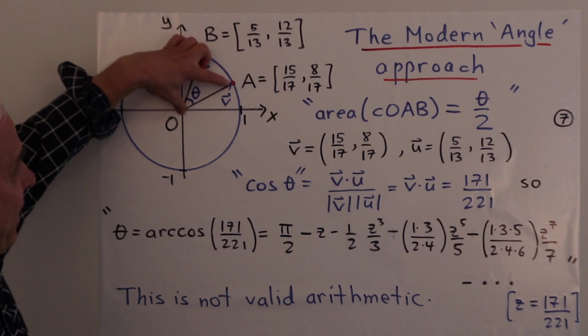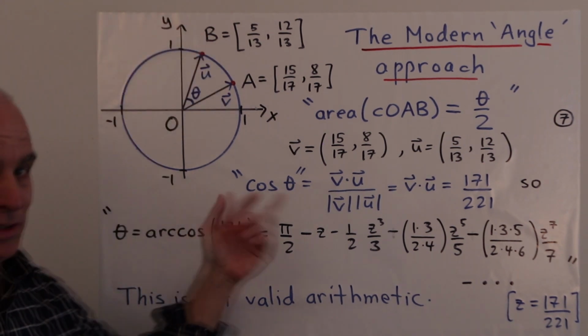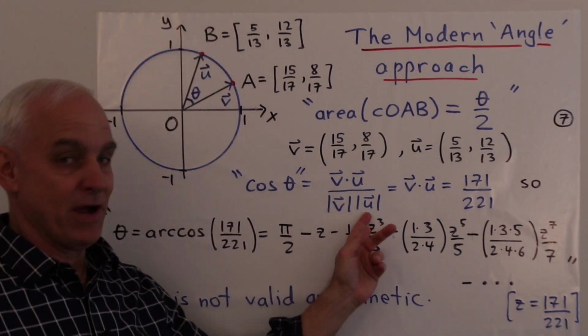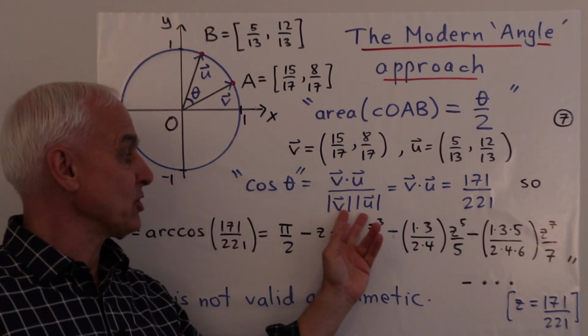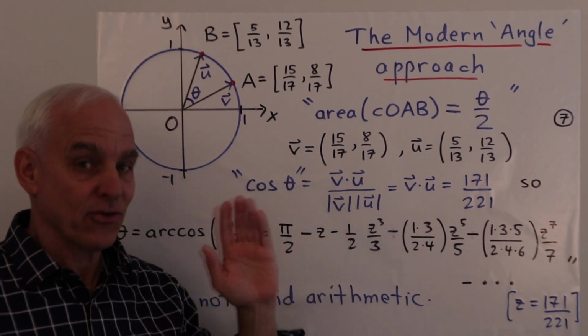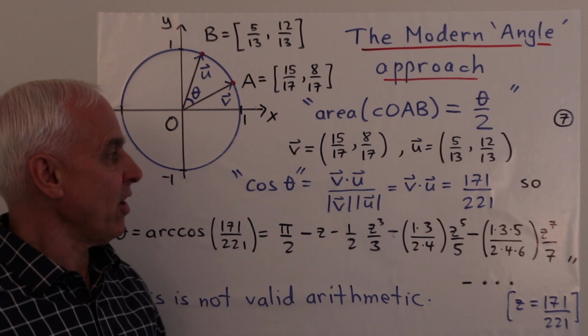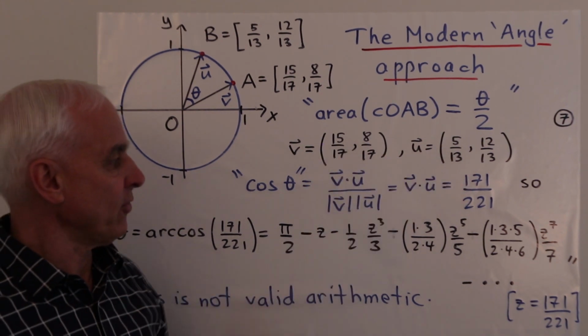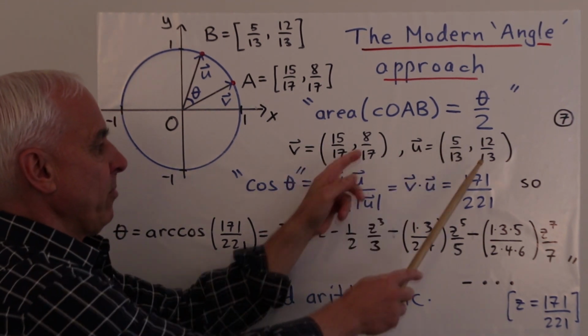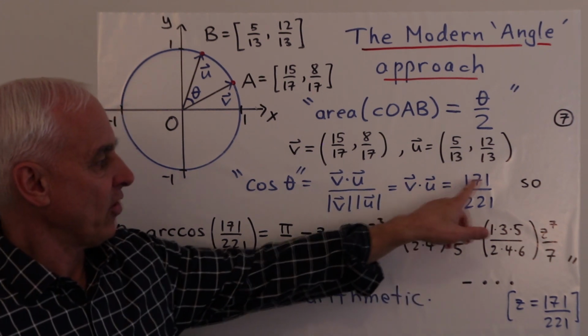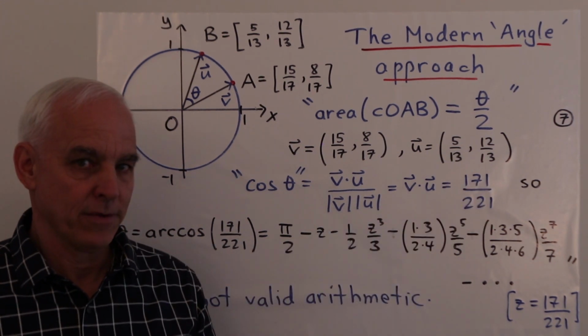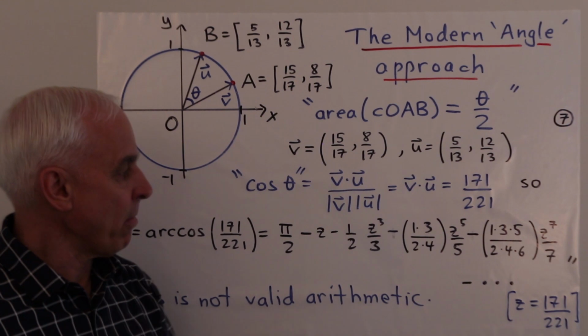Now in this case, these two vectors are both unit vectors because they're on the circle. So this actually simplifies. In general there are complications with the denominator here, but in this case there aren't. So we're just talking about v dot u, which is the dot product of these two vectors. Basically this times this plus this times this. And that turns out to be 171 over 221. So that's not problematic at all.